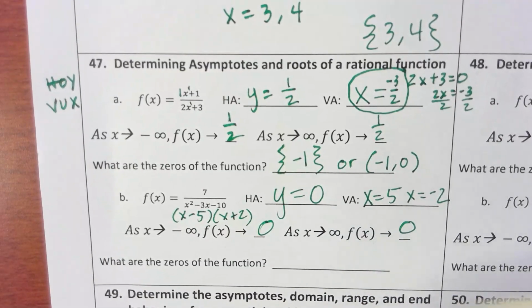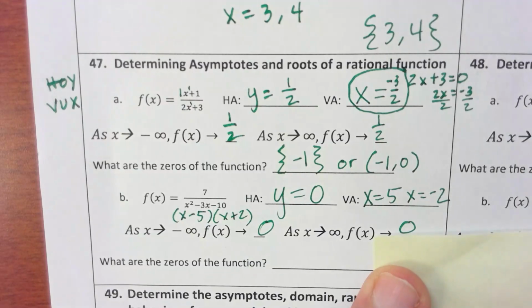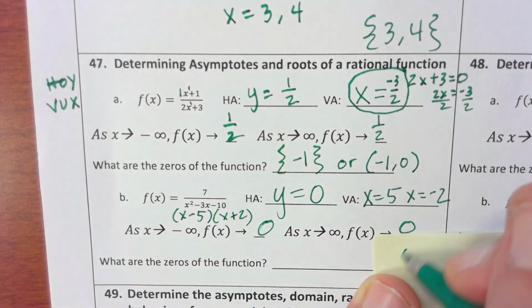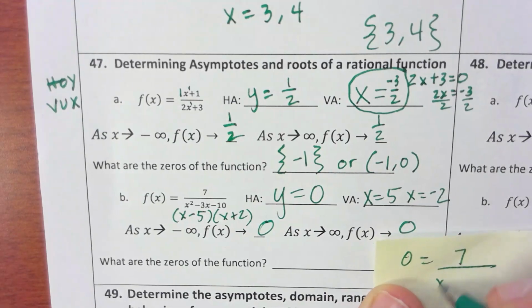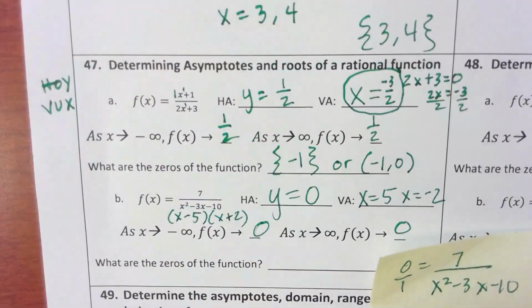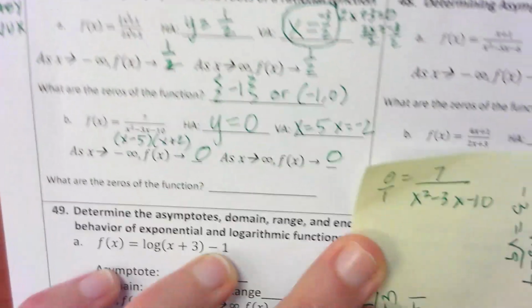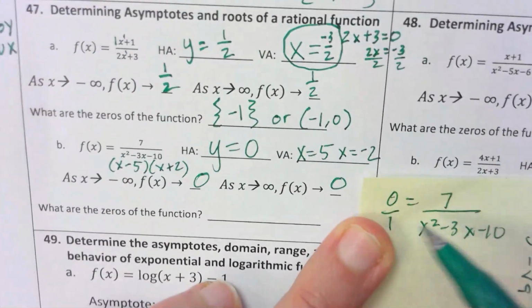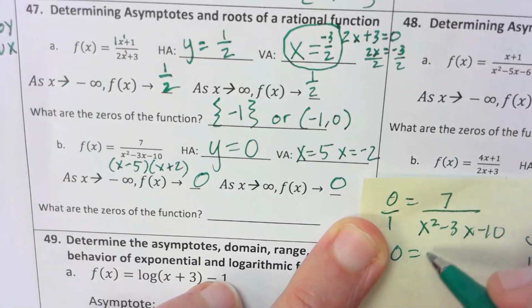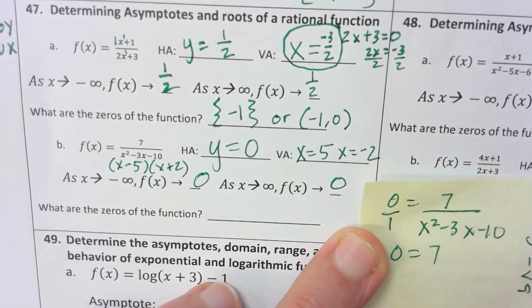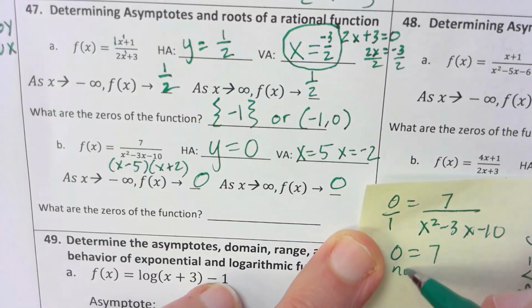And what are the zeros of the function? Well, again, I would have to set up a little equation. This one might seem silly. 0 equals 7 over x squared minus 3x minus 10. Let's make that a little more visible. Cross multiply, so you get 0 equals 7. Well, that makes absolutely no sense, right? We can't solve that equation. It doesn't have a solution.